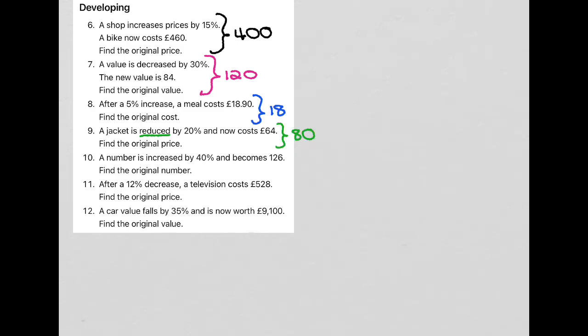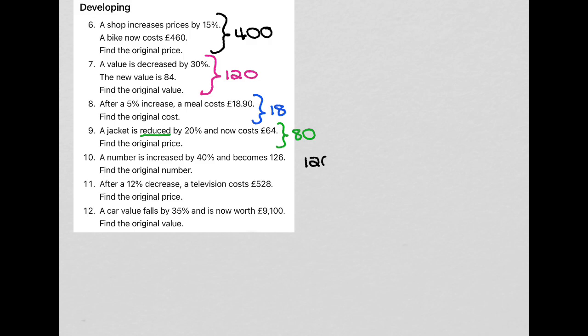Question 10. A number is increased by 40%. It becomes 126. Find the original number. So you're going to say 126 divided by, because we're reversing, an increase of 40%. So it's 100, add 40, divided by 100. That gives me 1.4. The number you should get is 90.